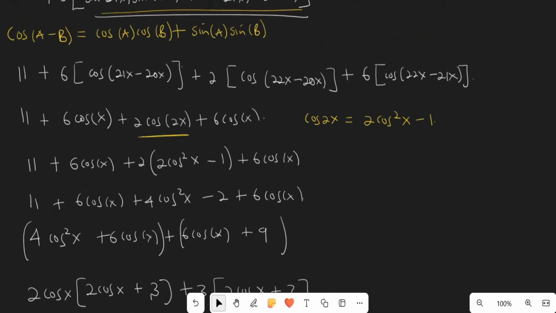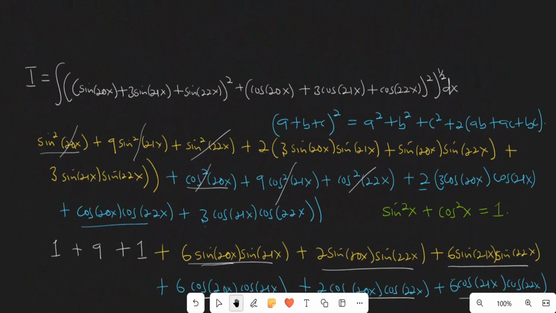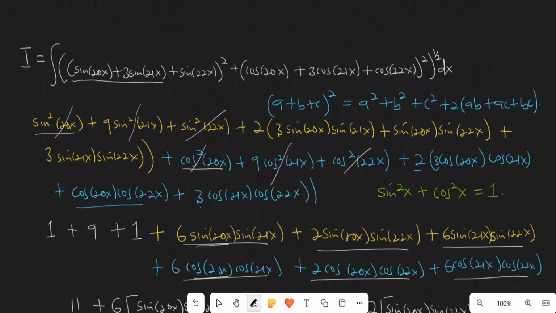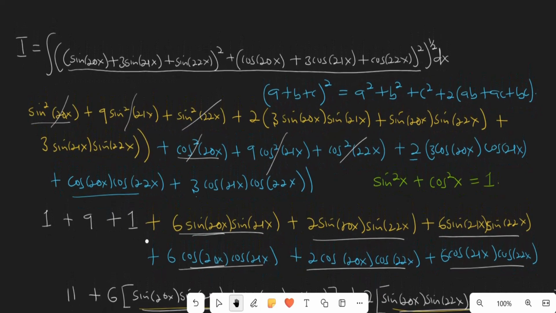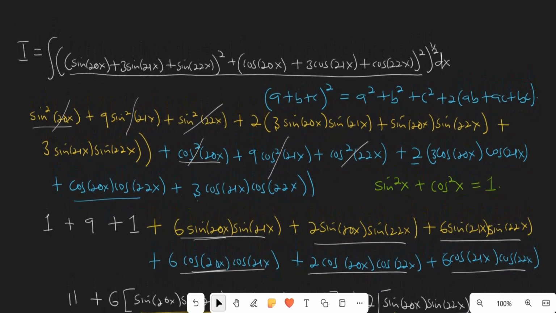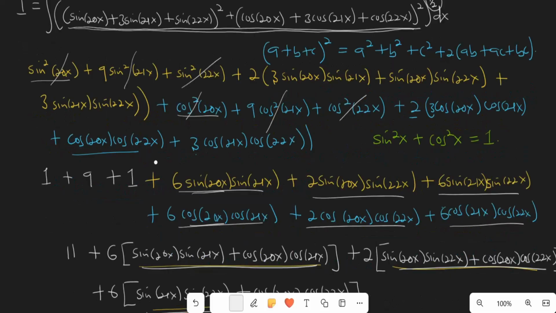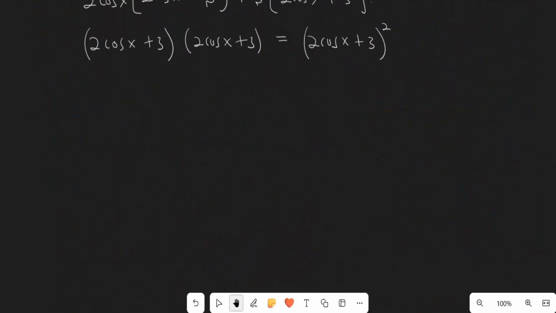So our integrand is just 2 cosine of x plus 3 all squared. But you remember it's raised to the power half, under a square root, so we have to put that under a square root. So our integral is just the integral of our integrand, which we have found down there, raised to the power half. So we can just go down there and then wrap it up.